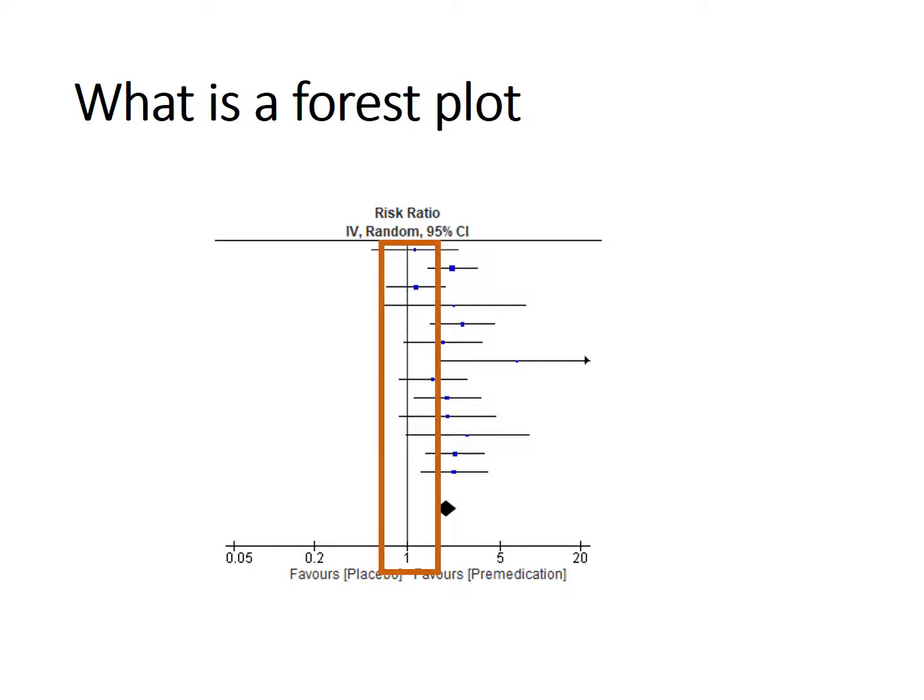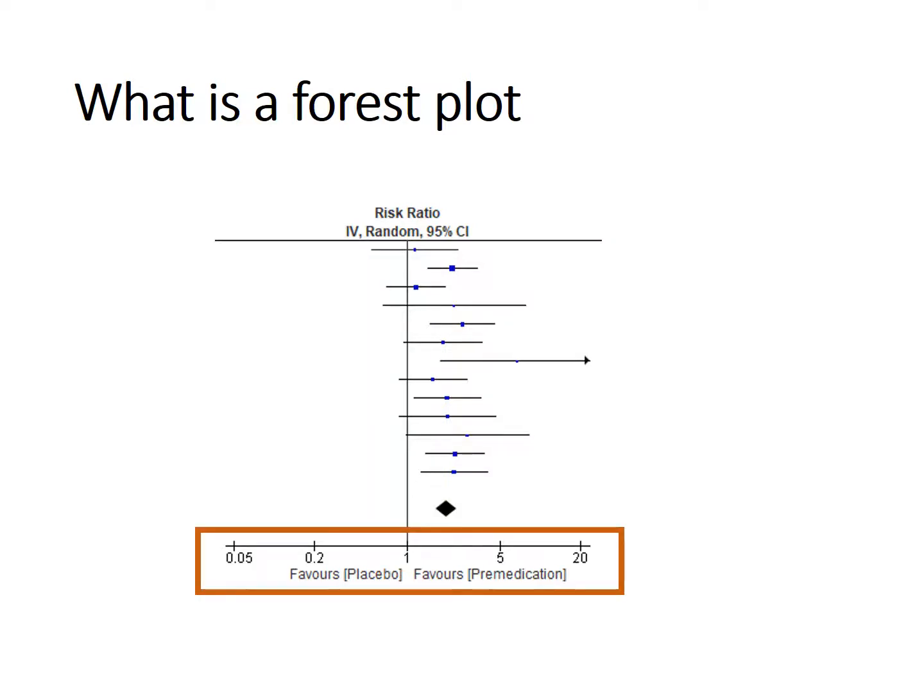The median line in the scatter plot highlighted represents the 1 in risk ratio of the binary data, and this indicates no effect difference between the test and the control. Remember that this will be 0 for continuous data. The x-axis represents the effect estimates and the sides of the test and control. Here it is given as pre-medication and placebo respectively.